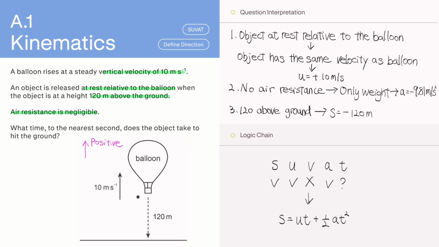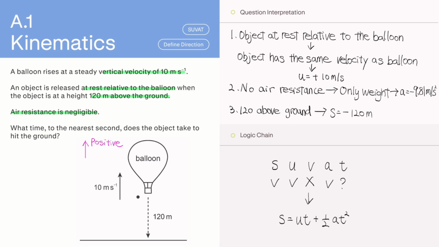Based on this, we choose the right SUVAT equation, S equals UT plus half AT squared, because it includes S, U, A, T, and it does not require V. A common mistake here is to assume the final velocity is 0. That's not correct. The final velocity here refers to the velocity just before hitting the ground, and it will be non-zero.